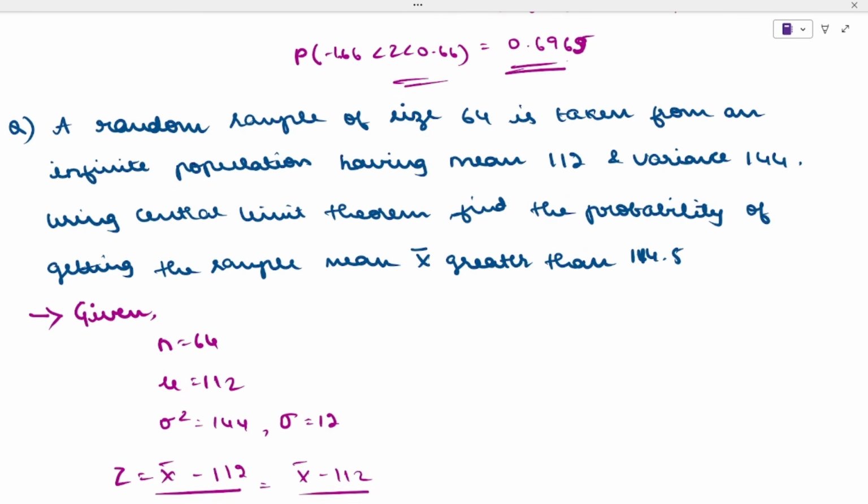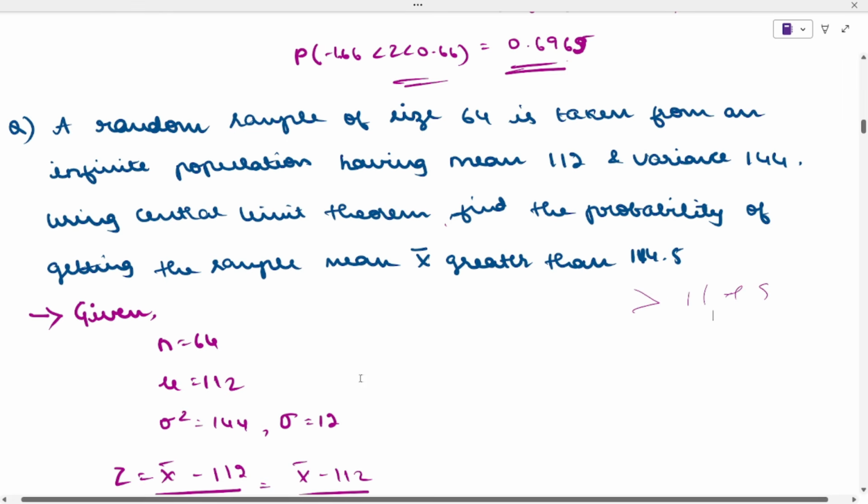Again, the third question: a random sample of size 64 is taken from an infinite population having mean 112 and variance. If they have given variance, you have to take the root of it and you will get the standard deviation. They have mentioned using the central limit theorem to find the probability, greater than 114.5.